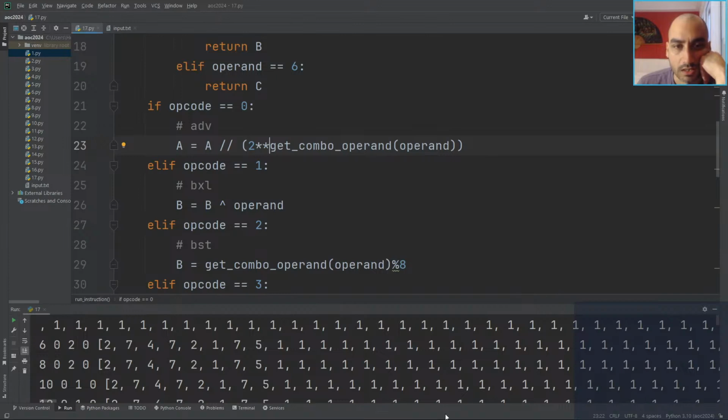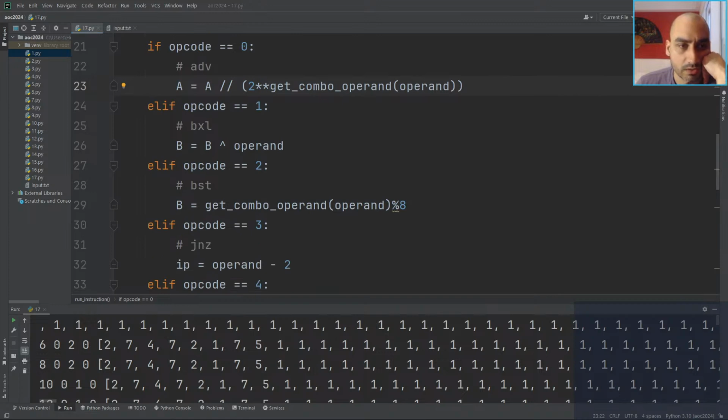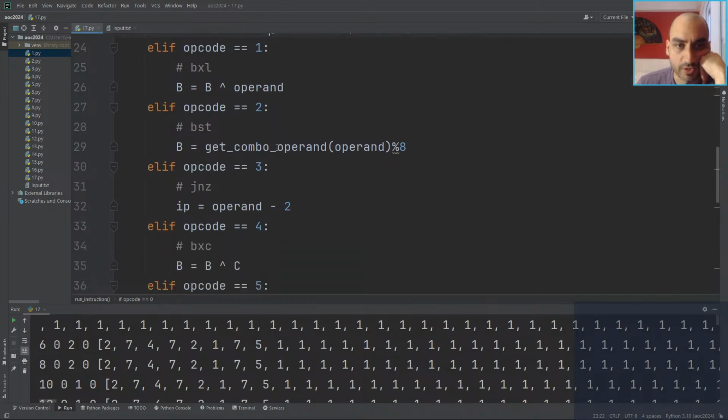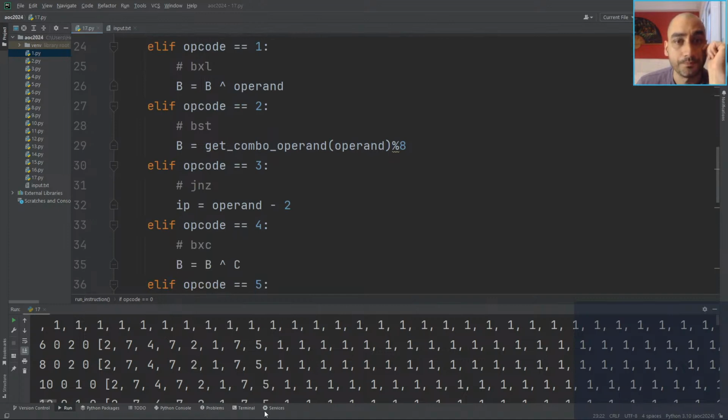And then written to A. Okay, so opcode 1, B equals B XOR operand. Opcode 2, BST: B equals combo modulo 8.